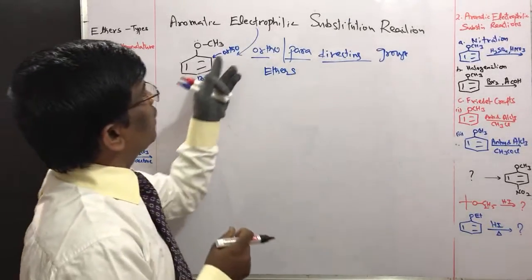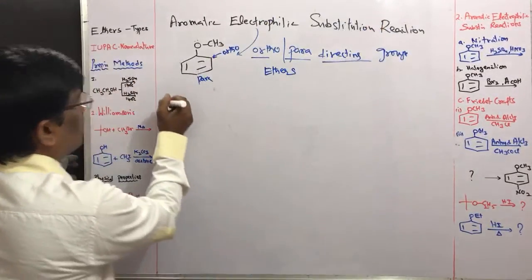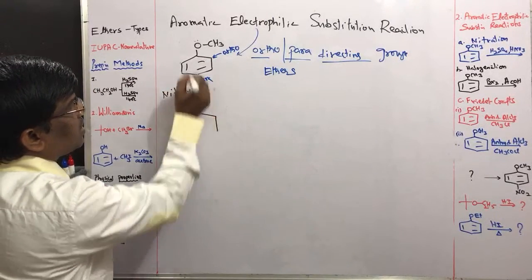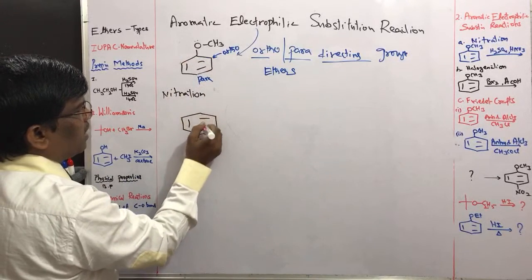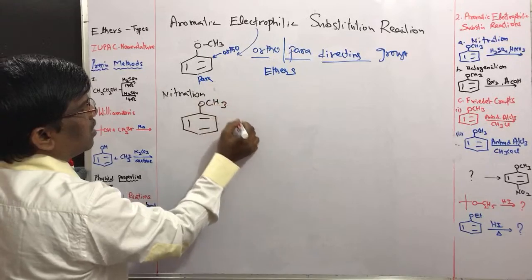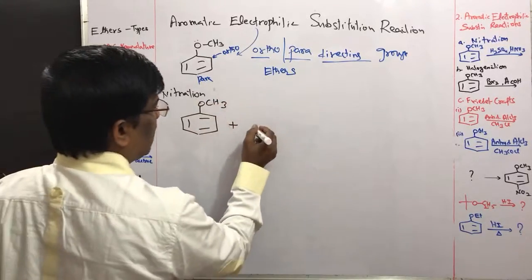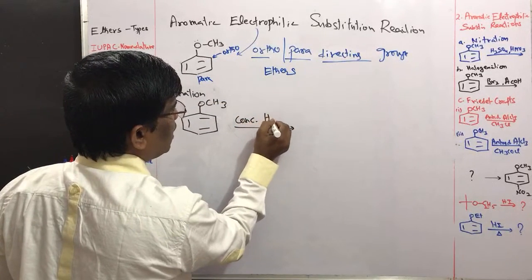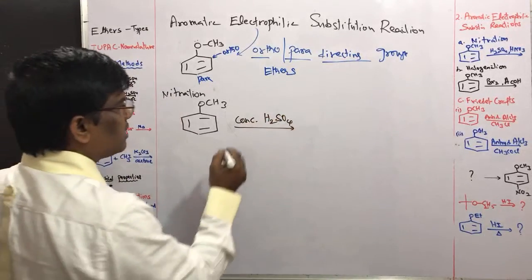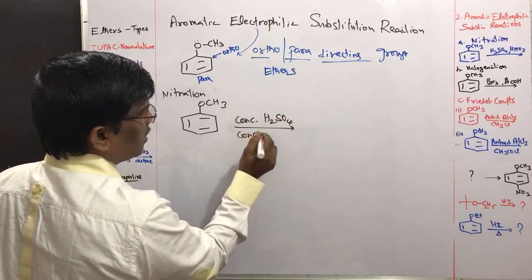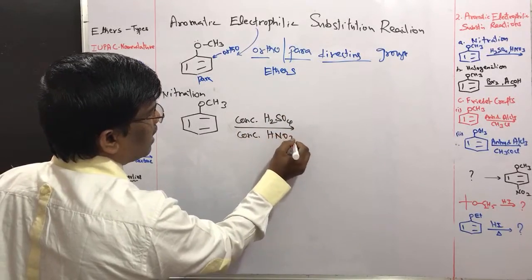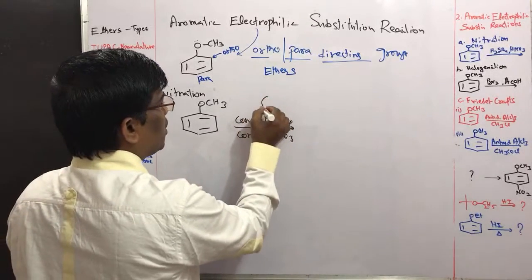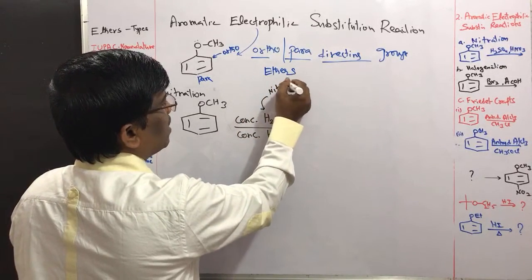Yes, so the usual electrophilic aromatic substitution is nitration. Let us take nitration. Same, take anisole as the starting material. And what is the nitrating mixture? Yes, concentrated sulfuric acid, 2 equivalents, and concentrated HNO3. This is the nitrating mixture. These two are known as the nitrating mixture. Please remember like this, nitrating mixture.